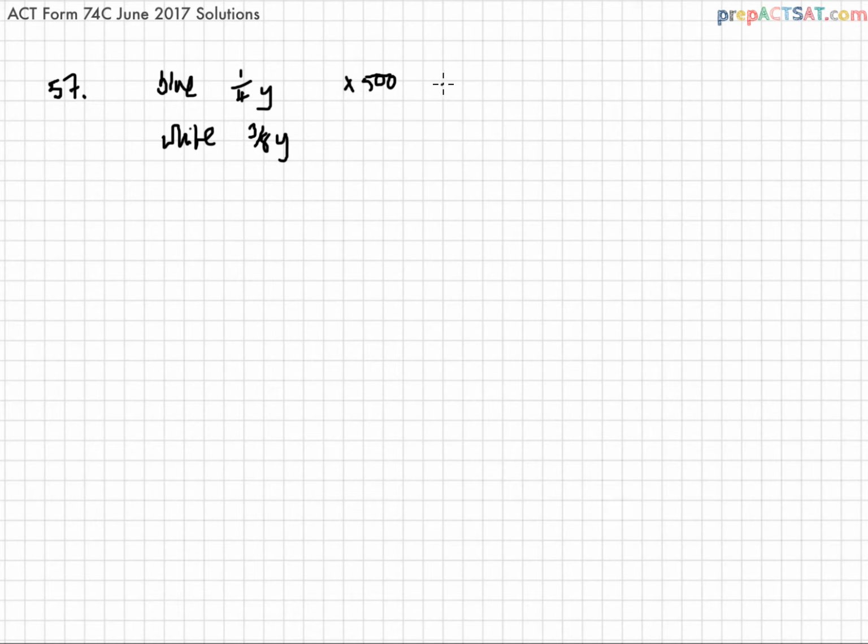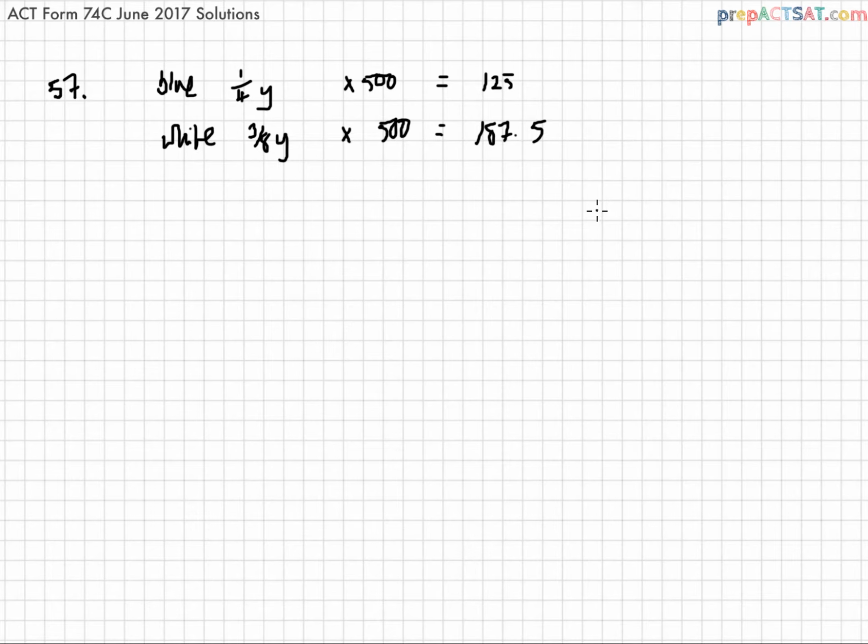Okay, so 1/4 times 500 is 1/4 of 500, which is 125. And 3/8 times 500, I will just use my calculator for that. 500 times 3 divided by 8 is 187.5. Okay, so for 500 banners, that's the exact amount of material needed.